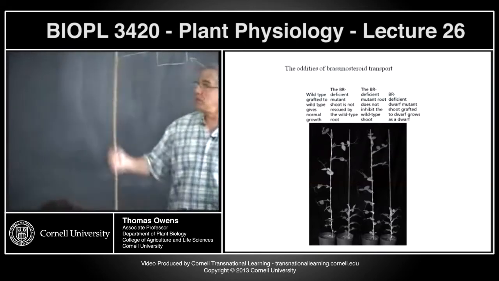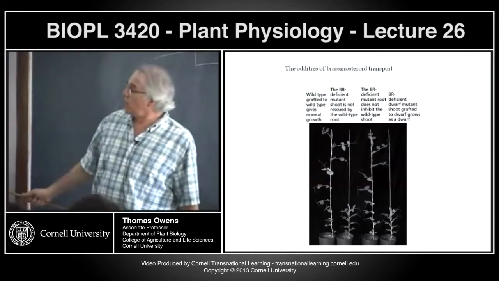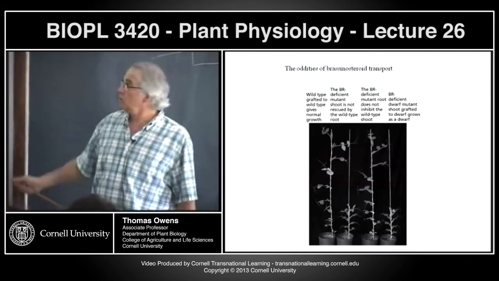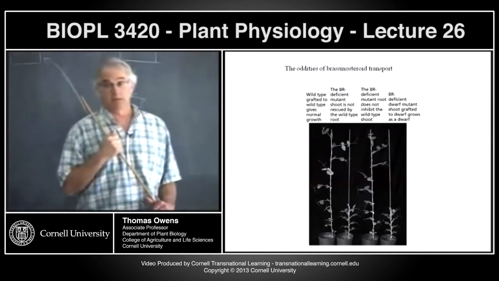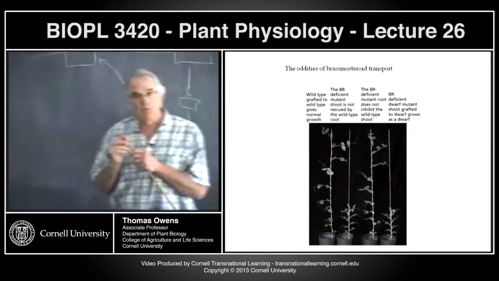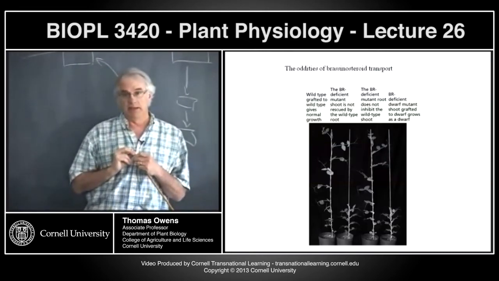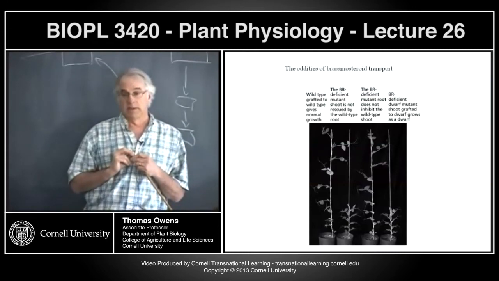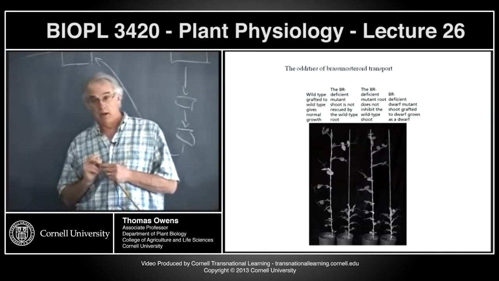You can do the opposite experiment. You can say, does a brassinosteroid-deficient root alter the growth of the shoot? And the answer is no. So the take-home message from this is that there doesn't seem to be any long-distance transport of brassinosteroids. At least it doesn't seem to be involved in any of the major developmental processes.